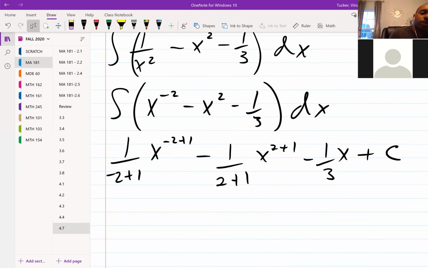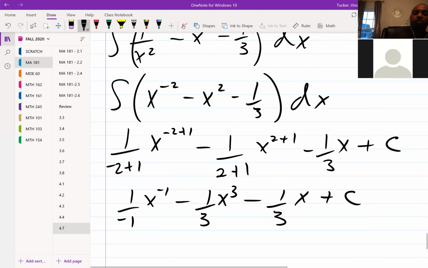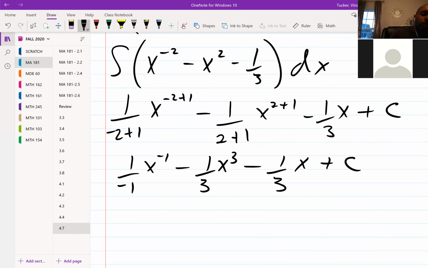So 1 over negative 1, x to the negative 1, minus 1 over 3, x to the third, minus 1/3 x plus c. And we can finish off the simplification as negative 1 over x minus 1 over 3 x cubed minus 1/3 x plus c.